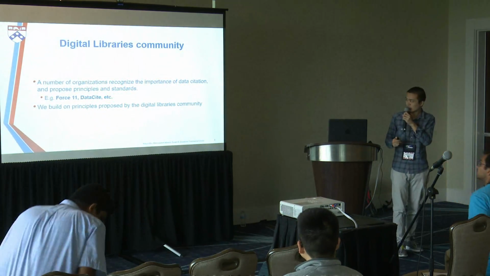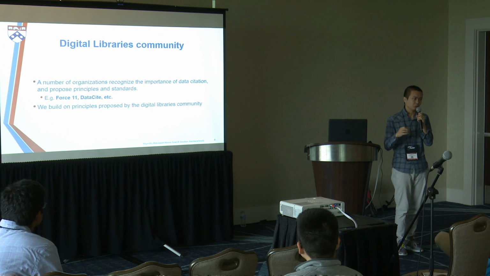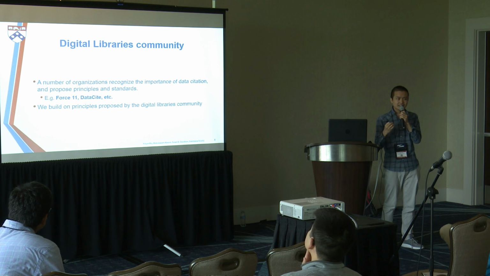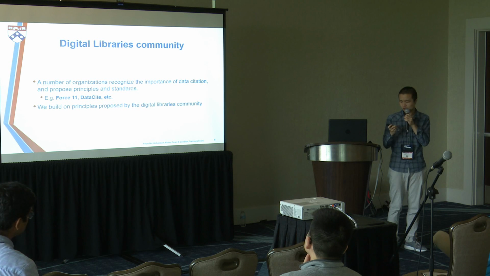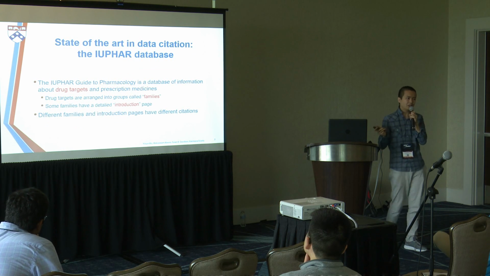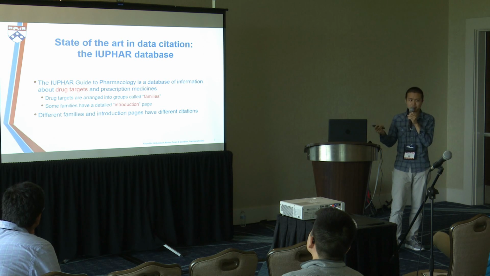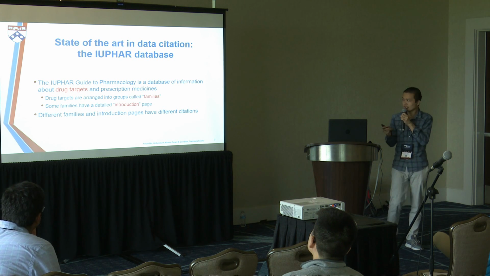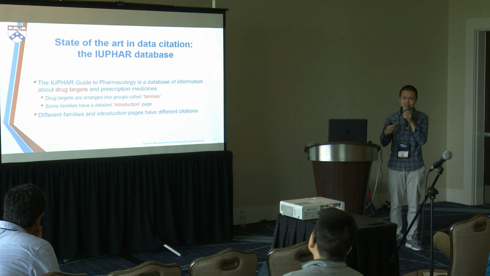Okay. So this problem actually comes from the digital library domain. In that domain, a number of organizations have recognized the importance of data citation. They provide some principles and standards for that, which have been taken into consideration in our work. But we believe that data citation is a computationally important problem, which will be justified using this example, the IUPHAR database. IUPHAR is a database which includes information about the drug targets on the human body and the medicines that act on them. The drug targets in this database are organized into groups called families. Some families have a detailed introduction page. Different families and different family pages are curated by different groups of contributors, which should be attached with some citation.